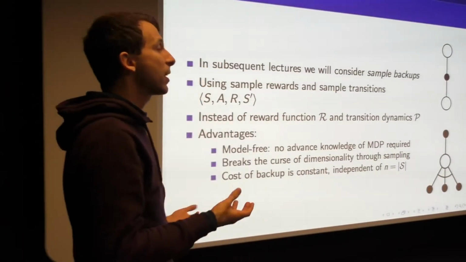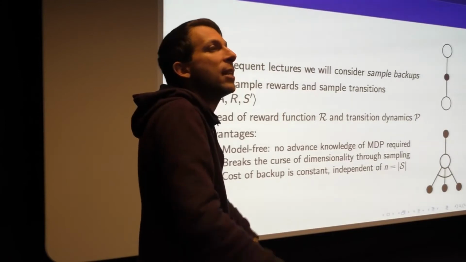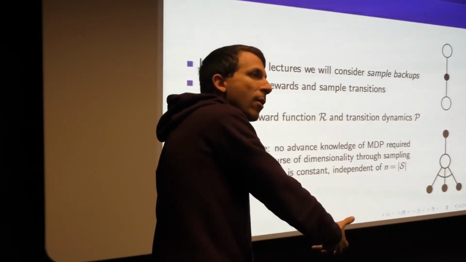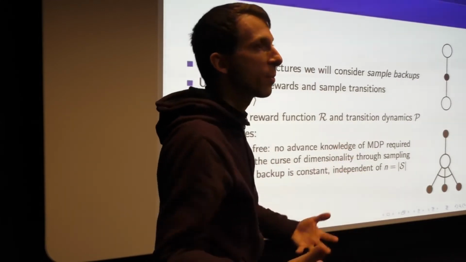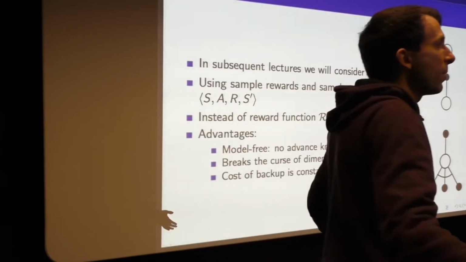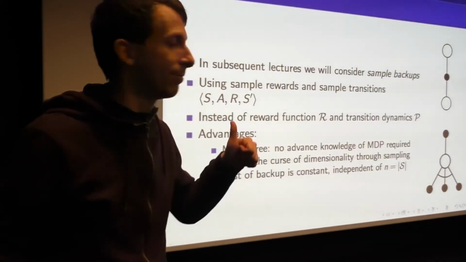But also, because we're sampling the dynamics of the environment, we don't need to know the model of the environment. This is how we convert from these dynamic programming methods to model-free reinforcement learning methods. Instead of someone telling us the dynamics, we just sample from them and see what happens.